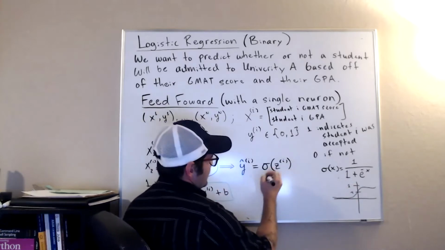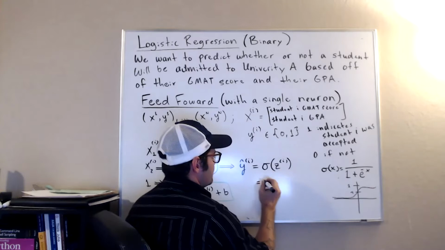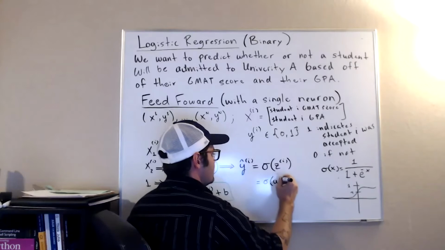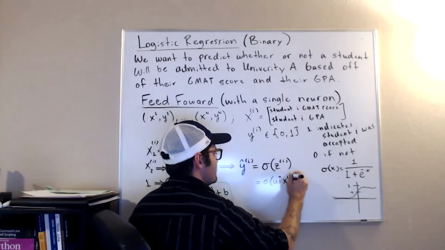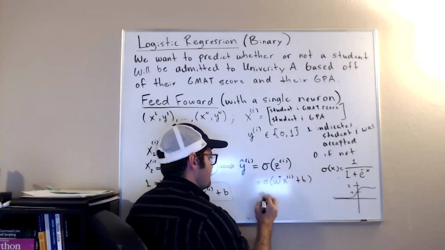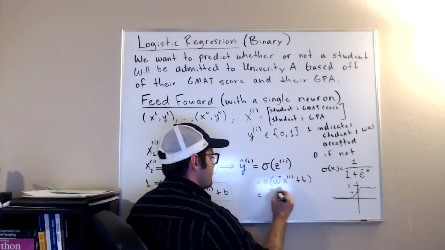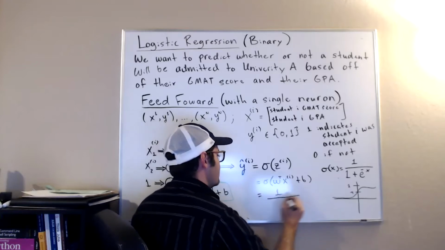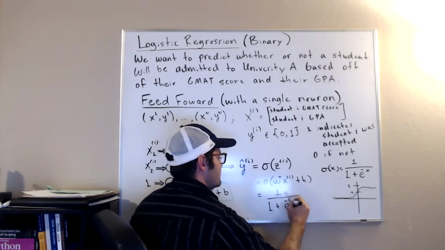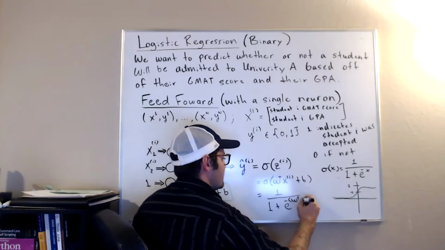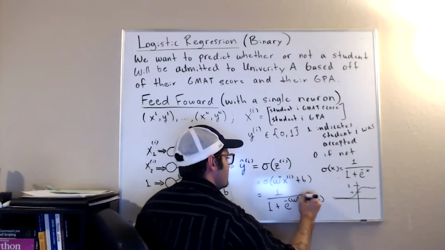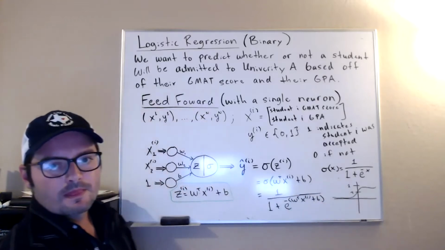And just to reiterate for your notes maybe, this is sigmoid applied to W transpose times xi plus b, which is the same thing as saying 1 over 1 plus e to the power of negative (W transpose times xi plus b). Okay?